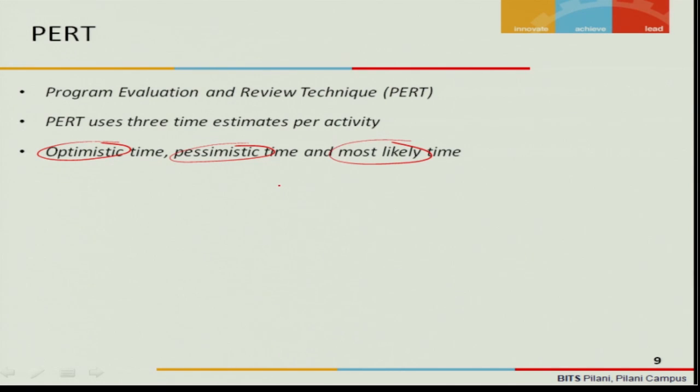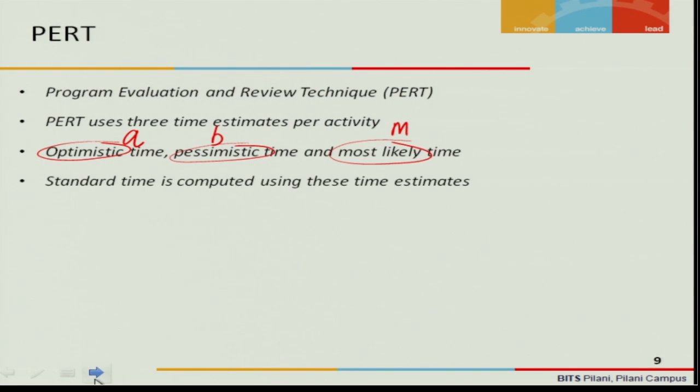Most likely time is a balanced time. It is neither optimistic nor pessimistic. So in a PERT, you will have 3 times. This optimistic time is A, pessimistic time is B, and most likely time is M. Using these 3 time estimates, you will find the standard time, and it will be A plus B plus 4M divided by 6. Why is it this formula? That is because it is going to follow a binomial distribution. Okay.